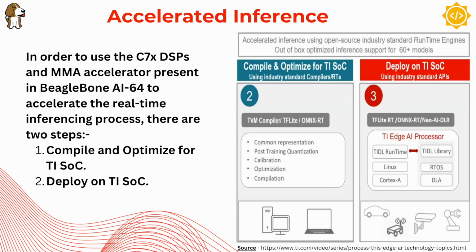Now that we have the neural network model, how can we get it to run on the SoC available in BeagleBone AI-64? There are 2 steps for that. First, we have to optimize the model and compile it for the SoC. Then, step 2 is to deploy the optimized model onto a processor. Currently, this is in process. Hopefully, by the time you see this video, the accelerated inferencing will be fully implemented.